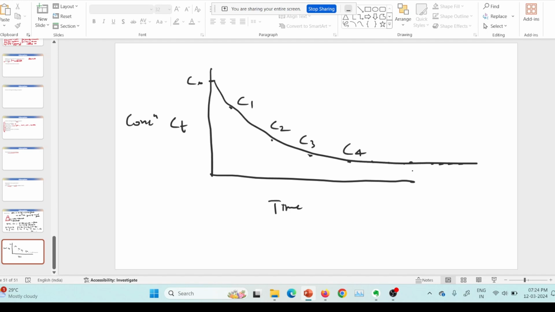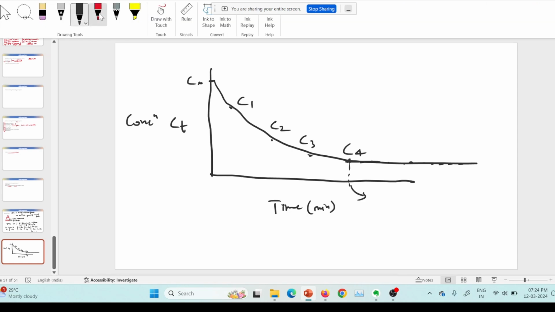So after this time period, the concentration is not changing with time. This time is called equilibrium time. It's called equilibrium time.